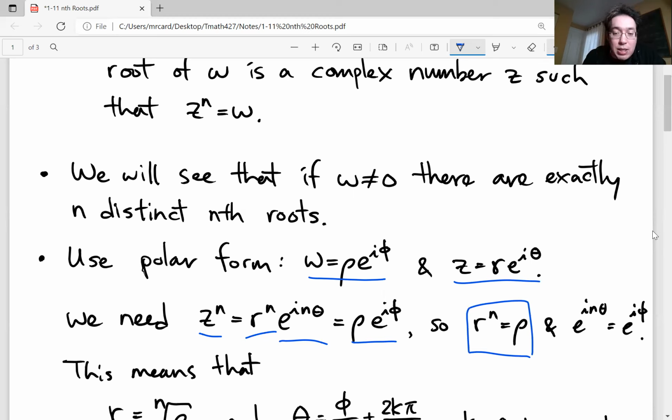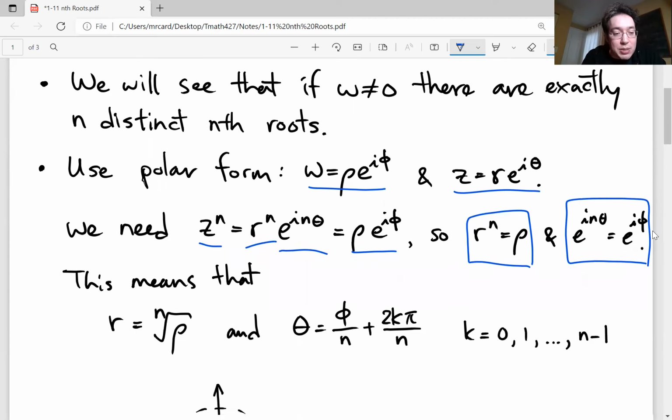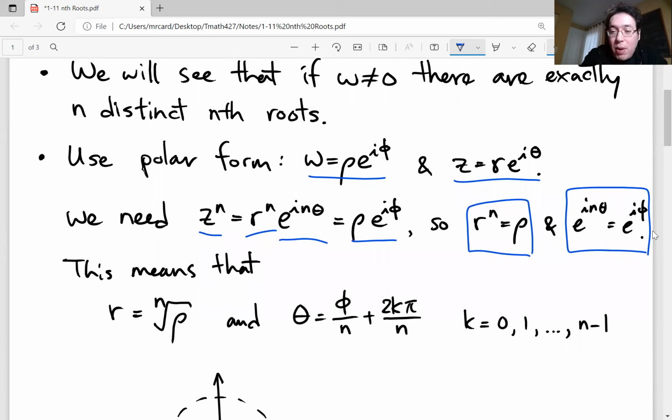And the angles have to match as well. But the thing about angles is that they could be off by any multiple of 2 pi, right? Because angle wraps around and there are multiple angles that are a match, right? So e to the i n theta should be equal to e to the i phi, okay? So this means that the modulus part we can compute. r should be the nth root of rho.